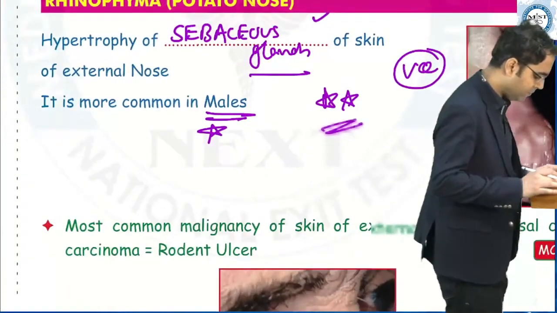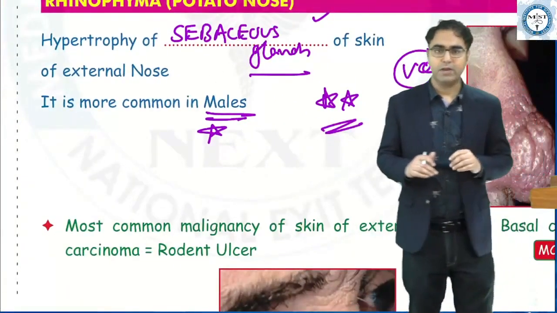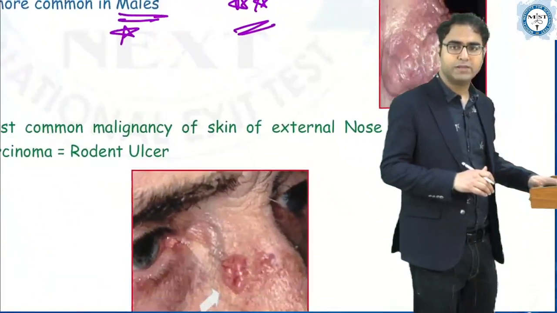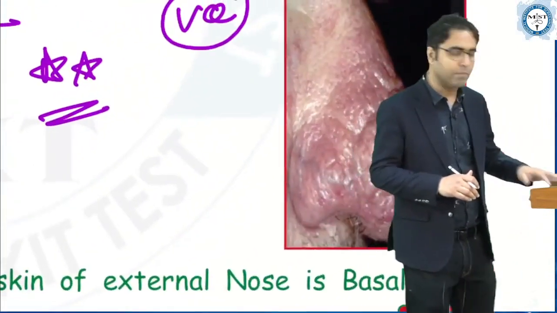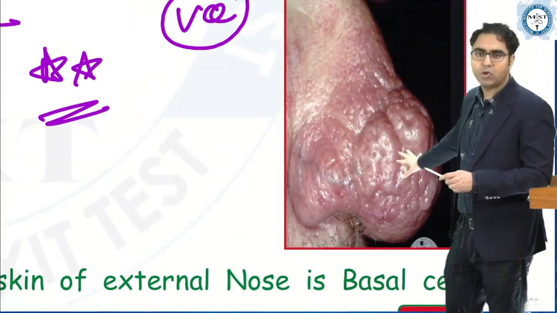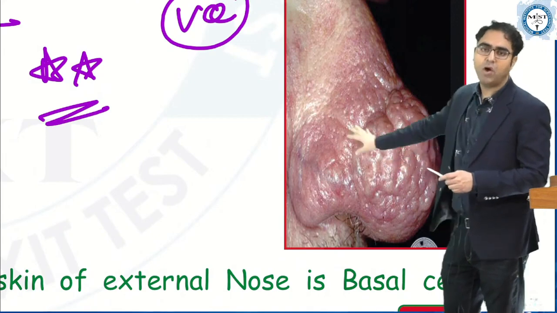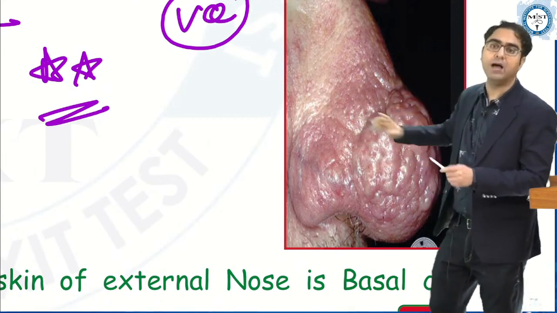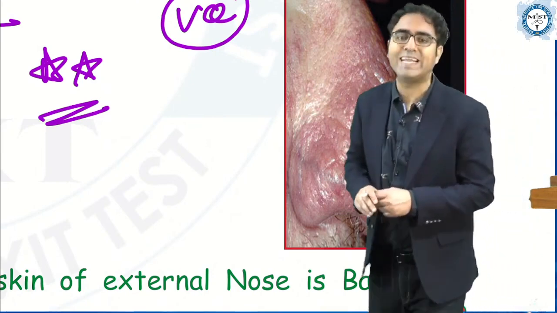Okay, fine. Rhinophyma, also called potato nose. Will you remember it? Don't forget this picture. Please make a mark in your brain. Some nose with this kind of appearance. It's not a tumor. It's only hypertrophy of sebaceous glands of the skin of external nose, and it's called rhinophyma, or potato nose.